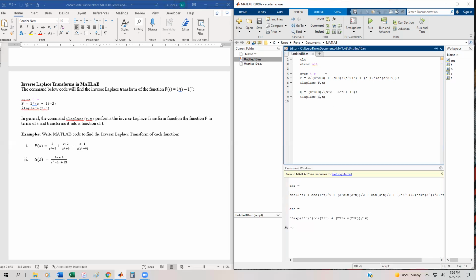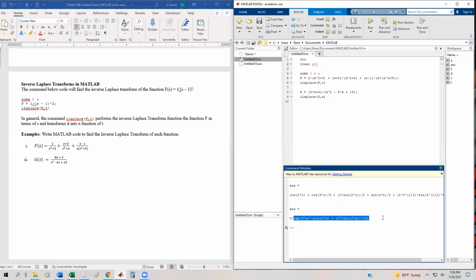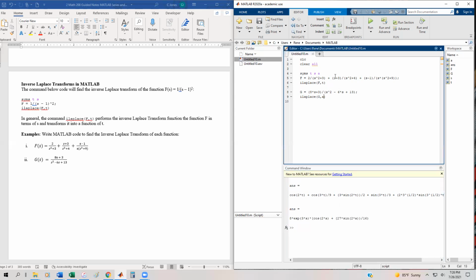If I wanted to get it back in terms of another variable, let's just say a for some reason, I would just change that. As we saw the first time, I didn't define that as a symbolic variable. Go ahead and execute that, as long as we have a in there. So notice if you really wanted it in terms of a different variable, you could, but we're so used to using t that we'll just execute it that way.